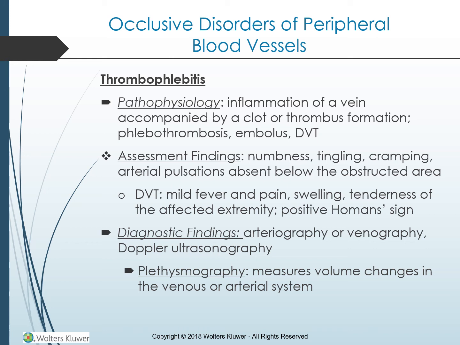Thrombophlebitis is an inflammation of a vein with a clot or thrombus formation. Phlebothrombosis is the development of a clot within a vein without inflammation. Phlebothrombosis and thrombophlebitis have similar symptoms and treatment. An embolus is a moving mass or clot of particles, either solid or gas, in the bloodstream.